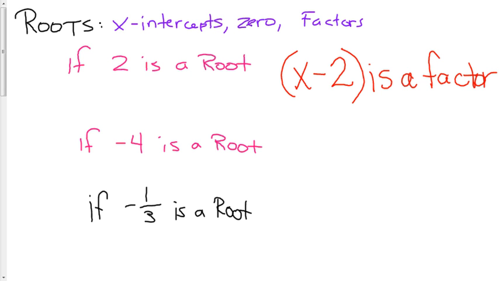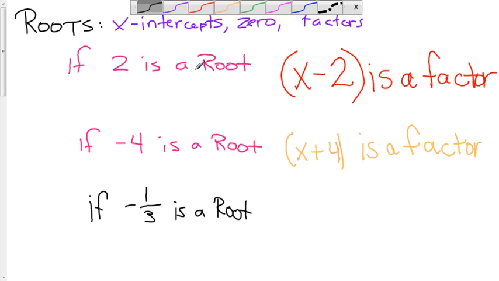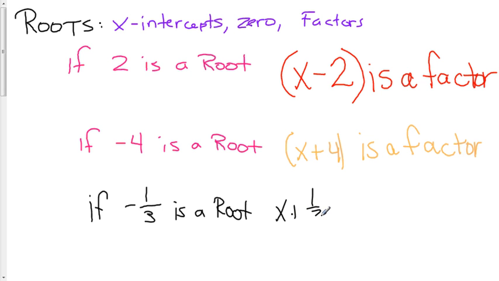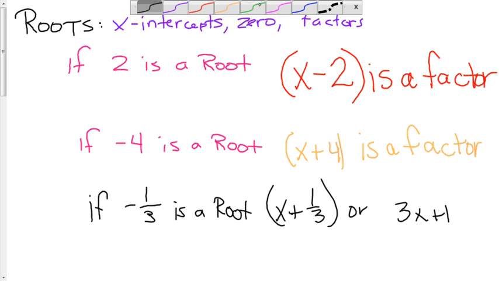If negative 4 is a root, then we know that x plus 4 is a factor. And finally, if 1/3 is a root, then either x plus 1/3 or 3x plus 1, because whatever the root is, the factor is the opposite. Or whatever the factor is, the root is the opposite.